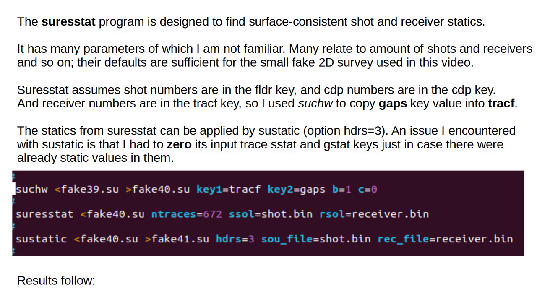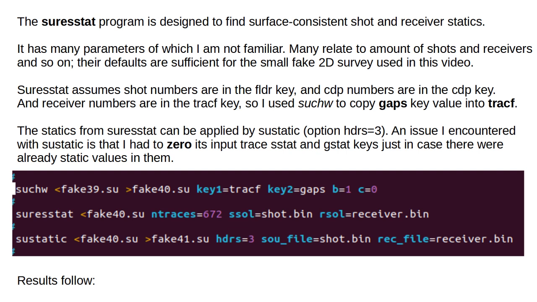The SU res stat program is designed to find surface consistent shot and receiver statics. It has many parameters of which I am not familiar. Many relate to amounts of shots and receivers and so on. Their defaults are sufficient for the small fake 2D survey used in this video.